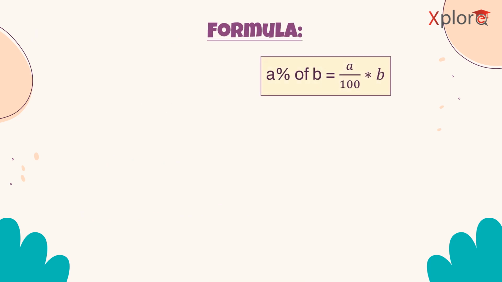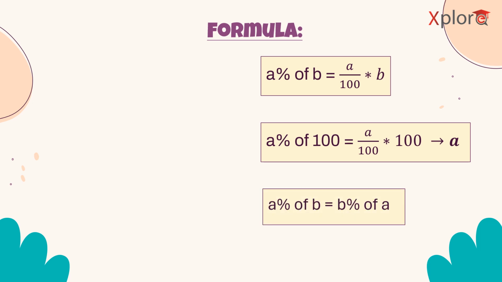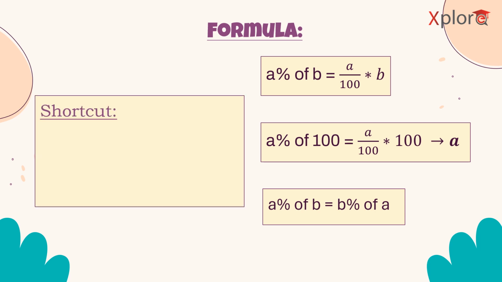Let's see some formulas in percentages now. The very first formula, that is A percent of B, where A percent is nothing but A by 100 into B. Next, A percent of 100. So, any percent number of 100 is equal to the number itself. A percent of B is equal to B percent of A. So we can interchange the numbers whenever we want.